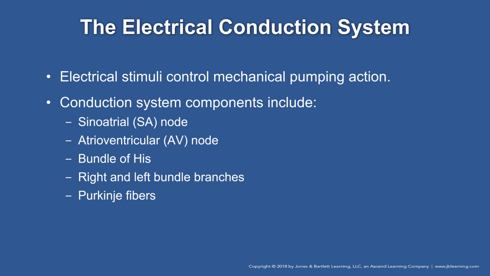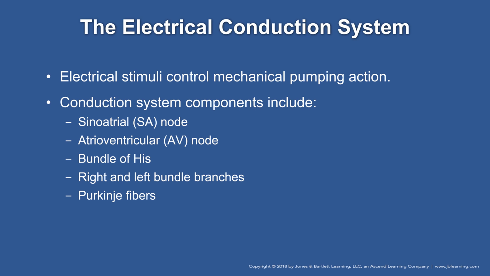So the main components of this system are the SA node. In between the SA node and the AV node, we're going to remember that we have internodal pathways. There are several different pathways. I just want you guys to know that there are those different pathways. I'm not expecting you to learn each one by name.